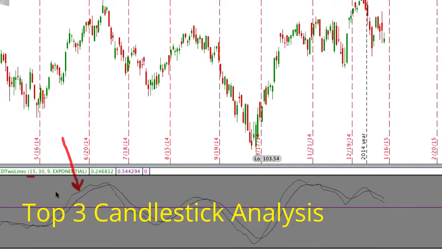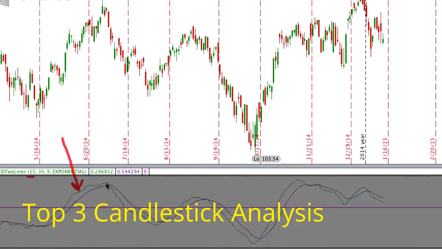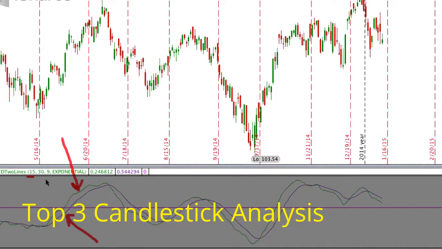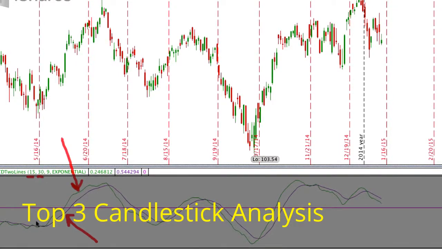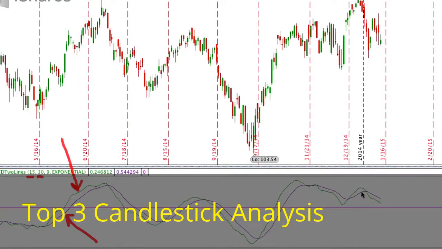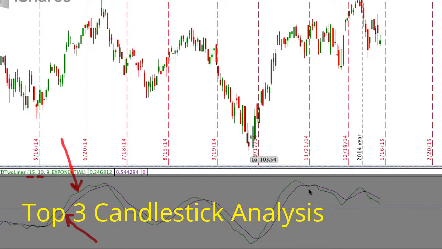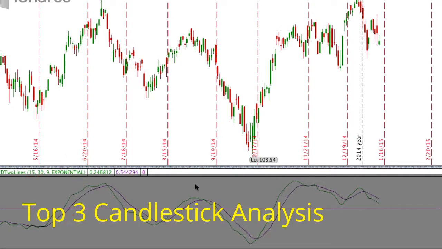It's only 15 days. This one is going to move much quicker with the market as opposed to this purple line, which is our slower moving average at about 30 days. And you can see they generally both move in the same cycle, but there's periods in which we see a cross of the slower term moving average, which is green, that crosses above or below the purple line.